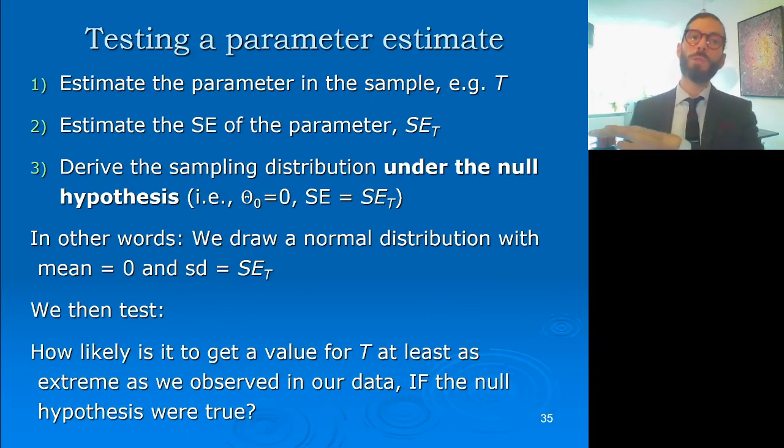In other words, we draw a normal distribution with a mean around the value of zero and a standard deviation equal to the standard error of t. The tail probability tells us how likely it is to obtain a value for t at least as extreme as we observed in our data, if the null hypothesis were true.